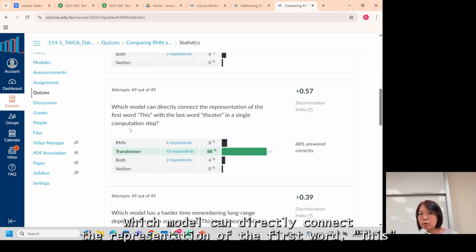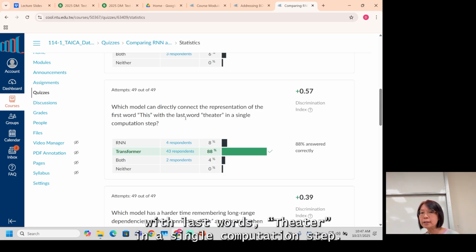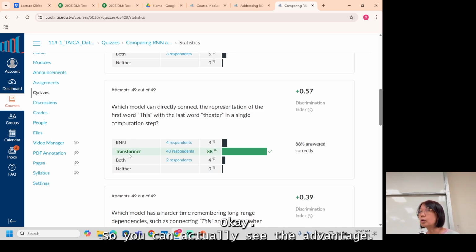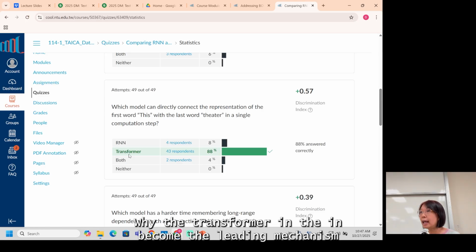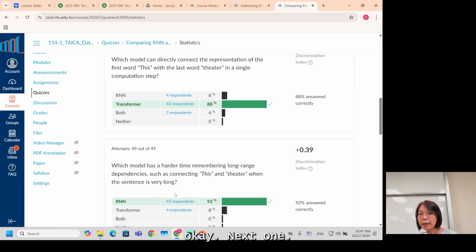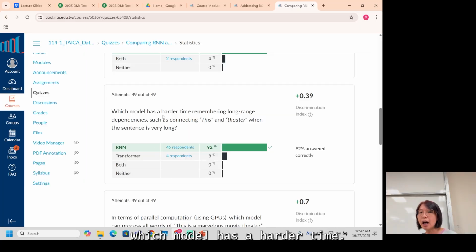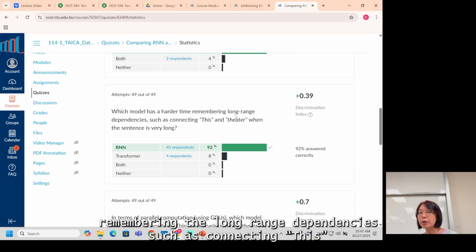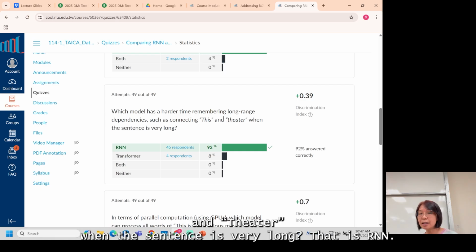Which model can directly connect the representation of the first word, this, with the last word, theater, in a single computation step? That is transformer. Okay, so you can actually see the advantage of why the transformer in the end became the leading mechanism. Okay, next one. Which model has a harder time remembering long-range dependency, such as connecting this and theater when the sentence is very long?